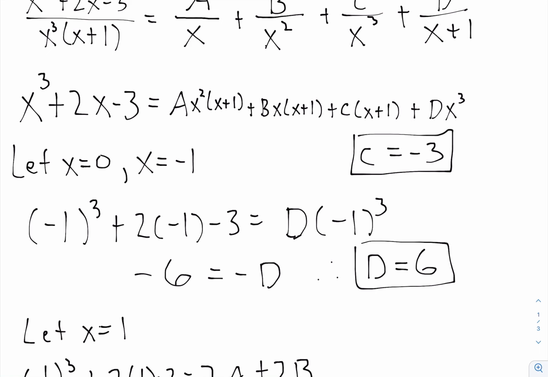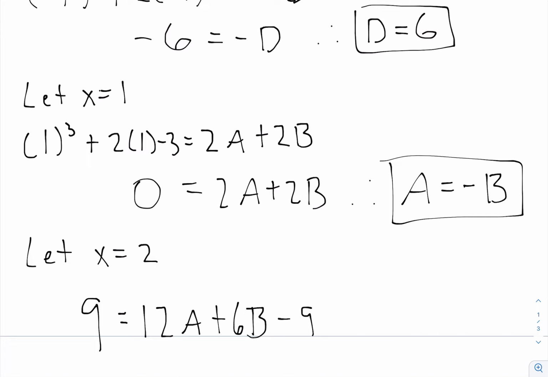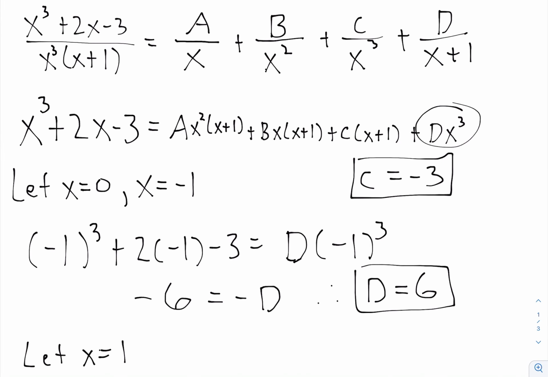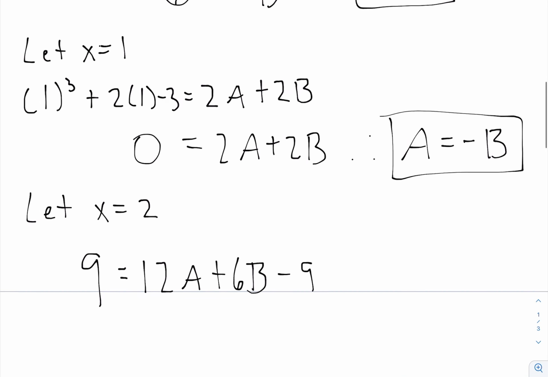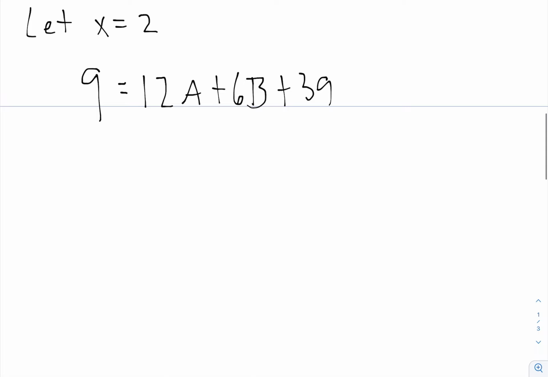So remember, c was equal to negative 3. So this will be negative 3 times 2 plus 1. So negative 3 times positive 3, which is going to be negative 9. So I'll write minus 9. And then d was 6 and x is 2, so that's going to be 6 times 2 cubed. So that'll be 6 times 8, which is 48. Okay, so that'll be negative 9 plus 48. Remember, negative 9 plus 48 is 39. So plus 39.